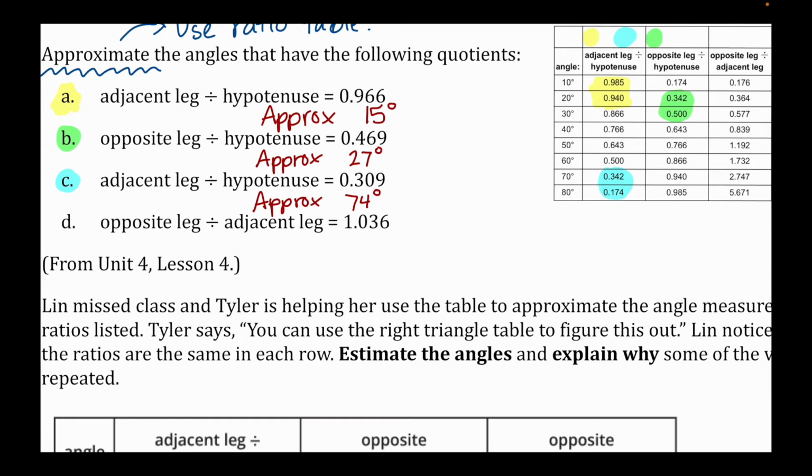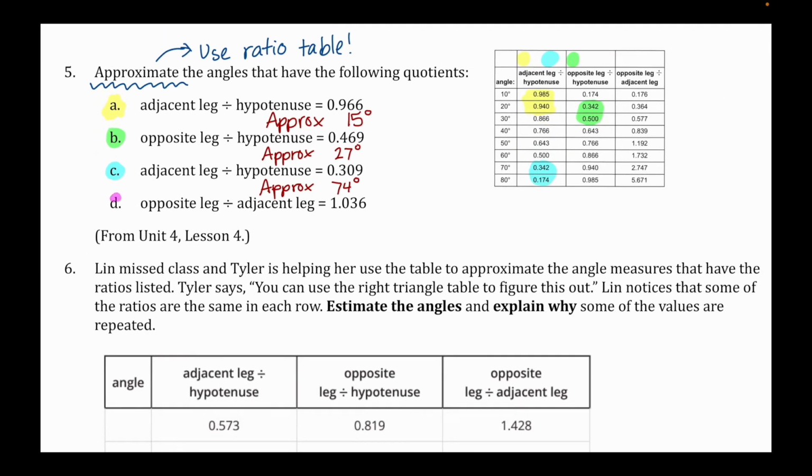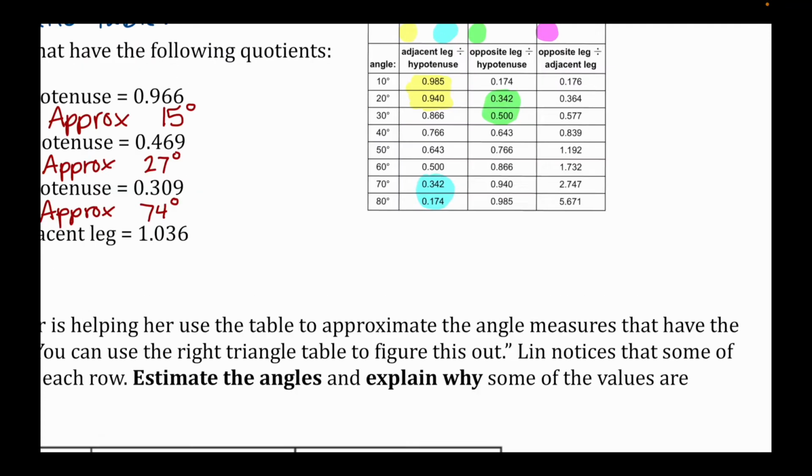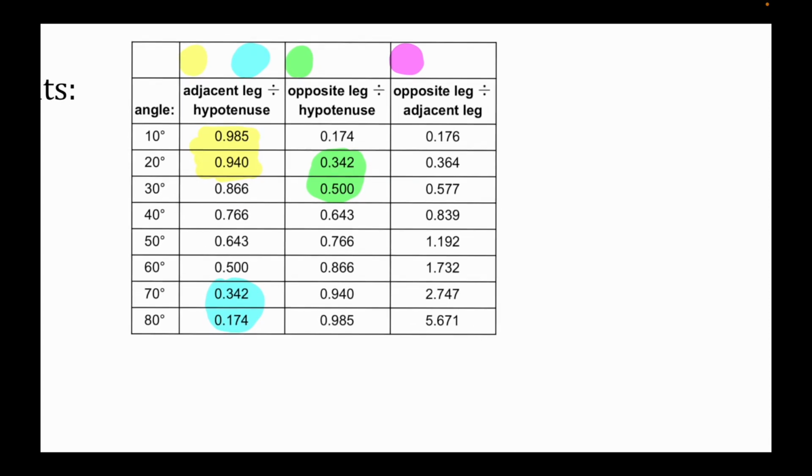Last one, I'm going to highlight pink just so that you all can see what I'm talking about. And this one is opposite over adjacent, so that answer I'm going to use from my last column. And this one is 1.036. I have some things that are pretty close here at 1.19, but then I have to figure out, is it this way or is it this way? It's increasing as it's going downwards, so I actually do need to use the one above it. So it's going to be in between these two values.